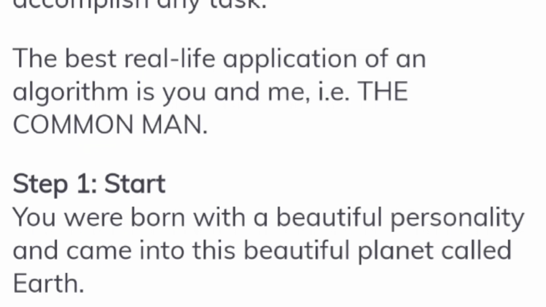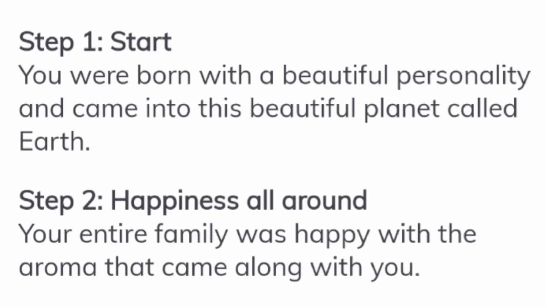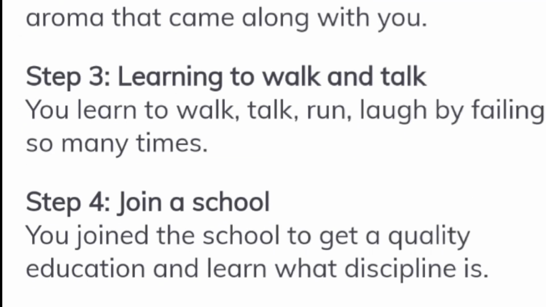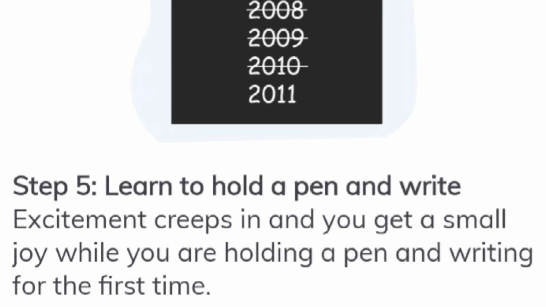Step 1. Start. You were born with a beautiful personality and came into this beautiful planet called Earth. Step 2. Happiness all around. Your entire family was happy with the aroma that came along with you. Step 3. Learning to walk and talk. You learn to walk, talk, run, laugh by failing so many times. Step 4. Join a school. You join the school to get a quality education and learn what discipline is. Step 5. Learn to hold a pen and write. Excitement creeps in and you get a small joy while holding a pen and writing for the first time.